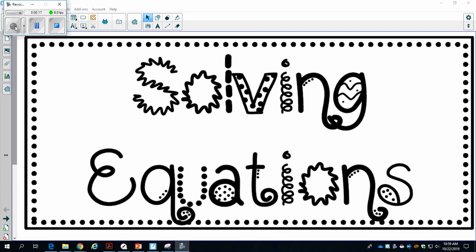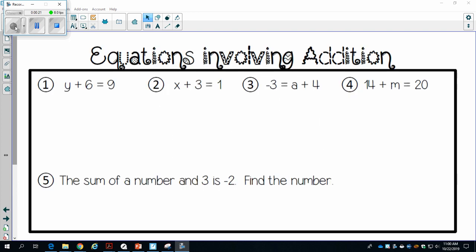So you should have your handout in front of you. We're going to start out with the page that has equations involving addition. So you're going to need to find where this is in your foldable. You should have two sheets, but find the place where the title at the top is equations involving addition, and this is where we're going to begin.